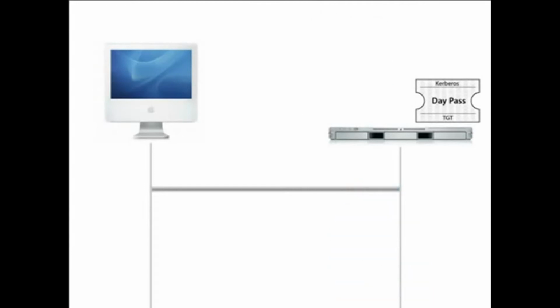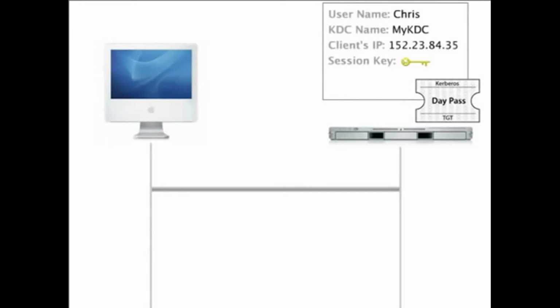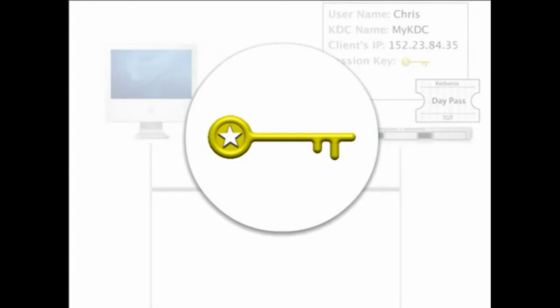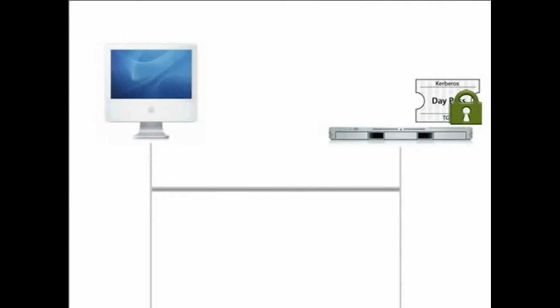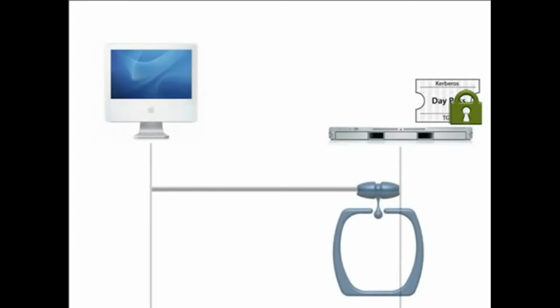The KDC then creates the ticket-granting ticket. This contains the user's name, the KDC name, the client's IP address, and a new key called a session key. The session key is a time-sensitive encryption key that the KDC generates just for this session. We have to change those session keys periodically in case an intruder captures our packets and tries to decrypt our encryption key. Then all of this information is encrypted using the KDC's private key, so the client never actually sees the contents of the TGT.